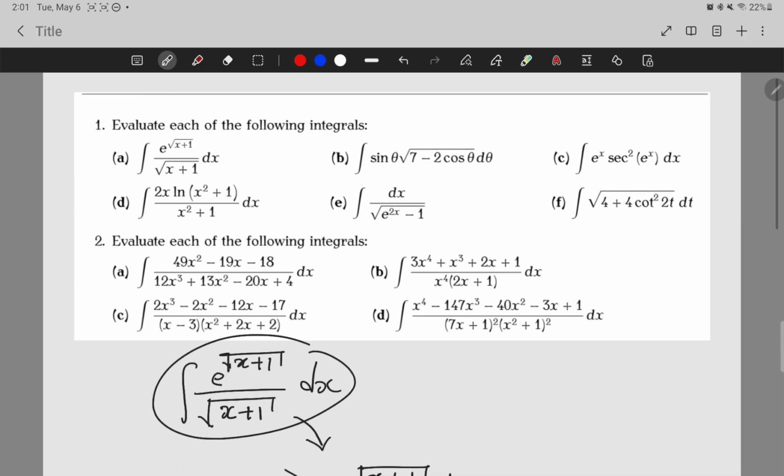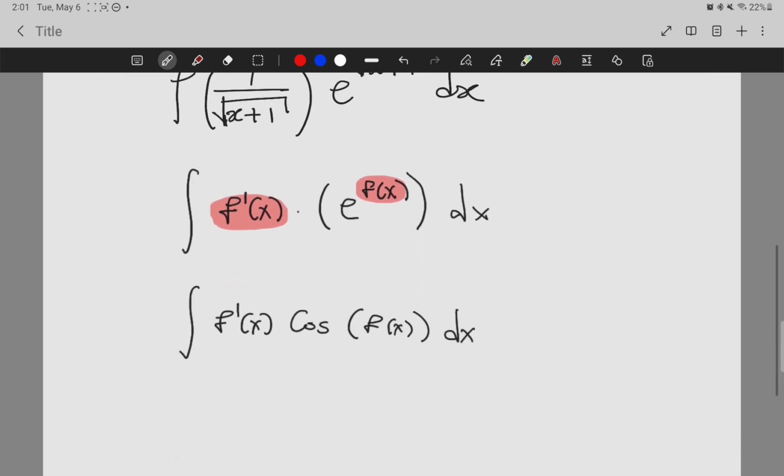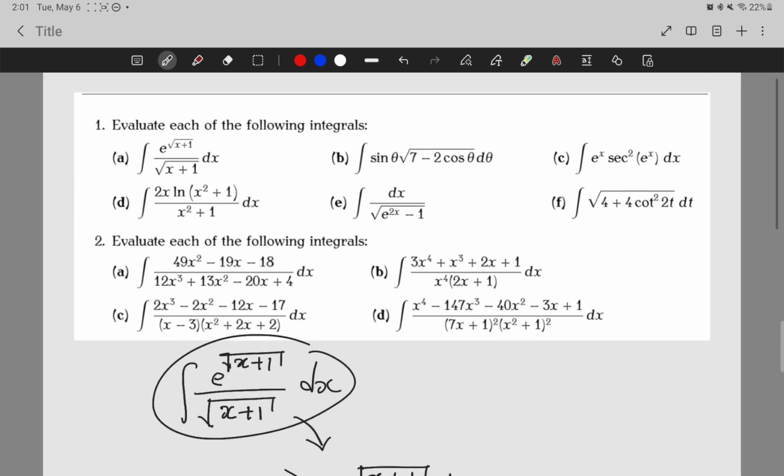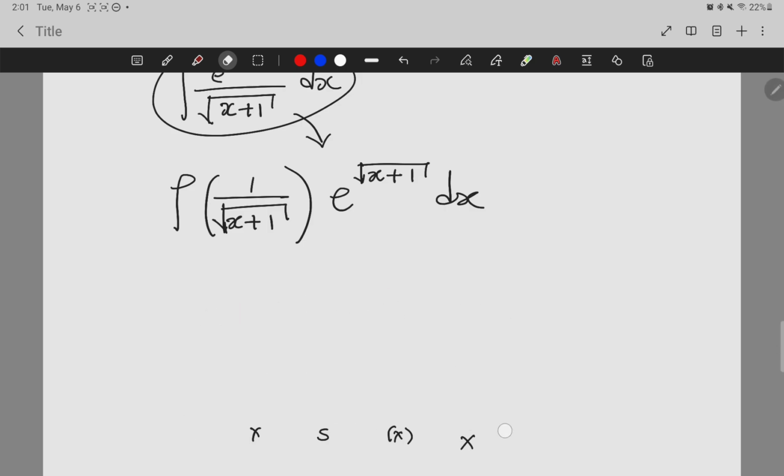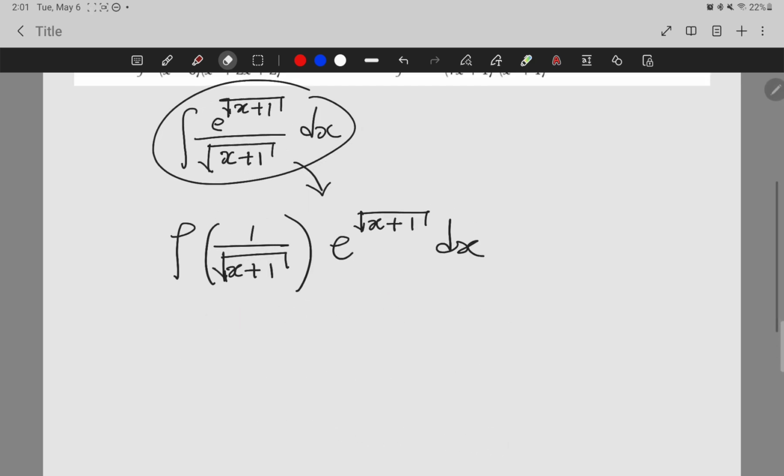You'll see this coming up in B, and it actually shows up in B and also in C there. But for now, let's look at 1a and see how you'd work it out.